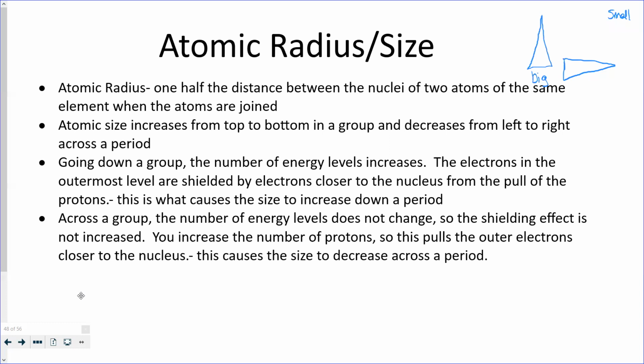And kind of why this increases and decreases: going down a group, the number of energy levels increases. So if we were in the first column, you're going from putting electrons in 1s to 2s to 3s. As we go down to each new row, we're adding a new energy level. The electrons in that outermost energy level are further away from the nucleus, and they're shielded by electrons closer to the nucleus from the pull of the protons.